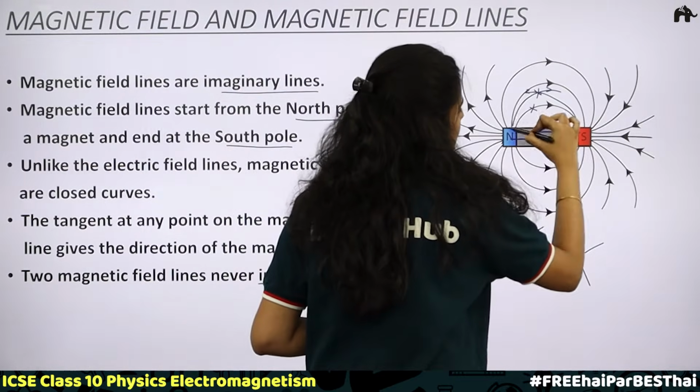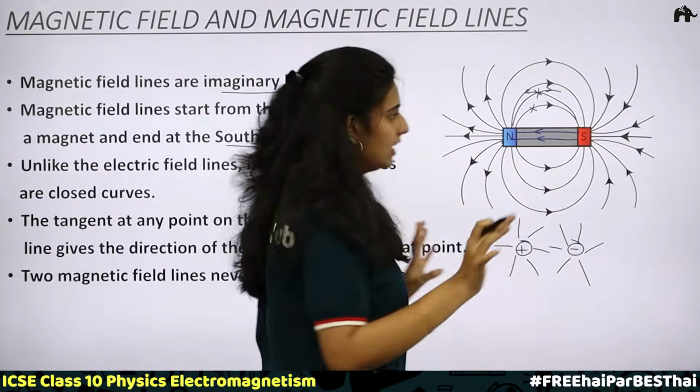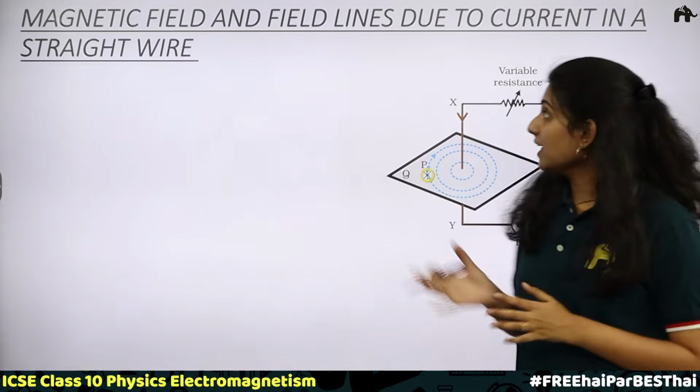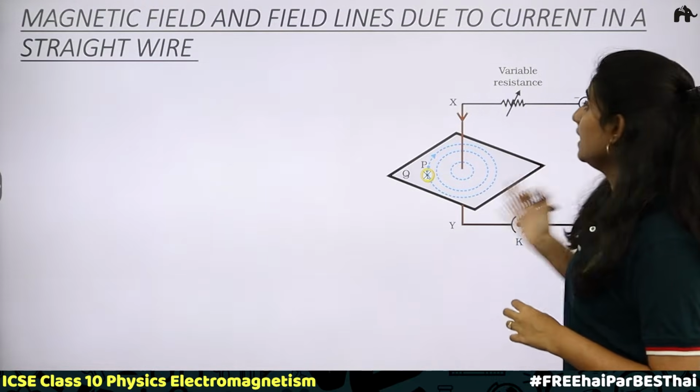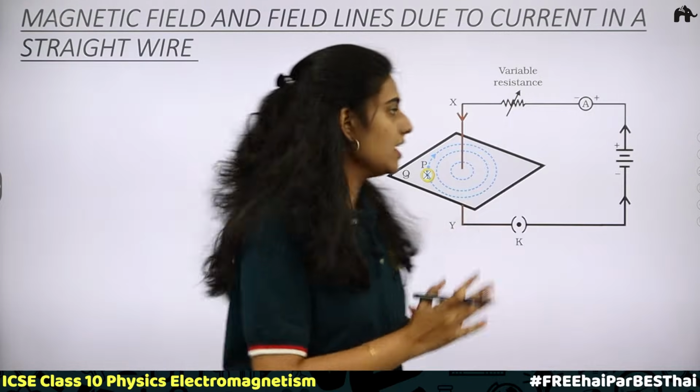Therefore, remember this point, two field lines can never intersect each other. Okay, magnetic field and field lines due to current in a straight wire. We will discuss an experiment.